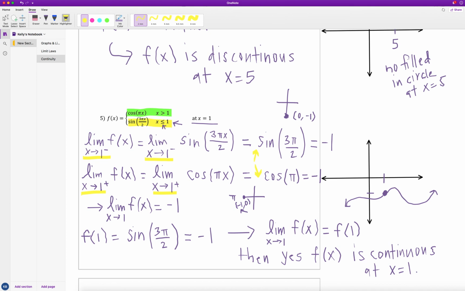Then the other thing I want to bring up is that syntax error kind of thing that we talked about earlier with making sure if I'm finding f of a number that I plug that number in. So as we could see, I had no x here. Although it's 3 pi x over 2, I had already subbed in the 1 for x, so I wouldn't write it.